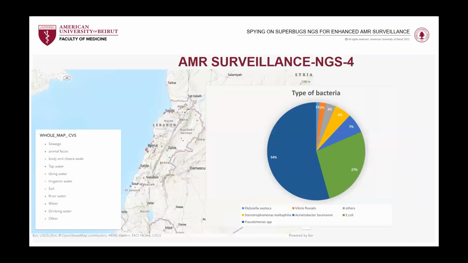After that, we started expanding with the cholera. So we started looking at AMR, because every day we get samples from various places, from AUBMC, from other hospitals, and we look at the percentage of MDR, XDR, and PDR. PDR stands for pan-drug resistant.